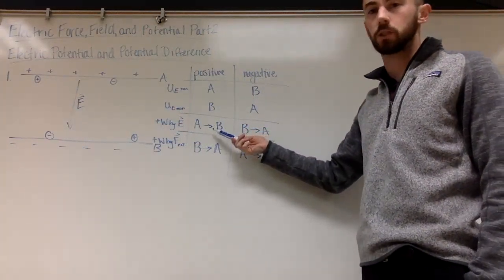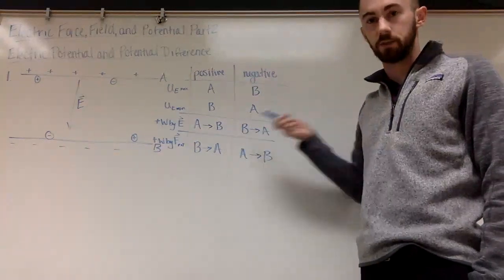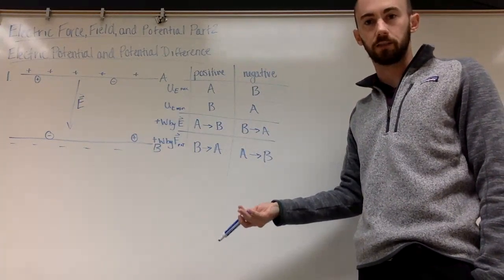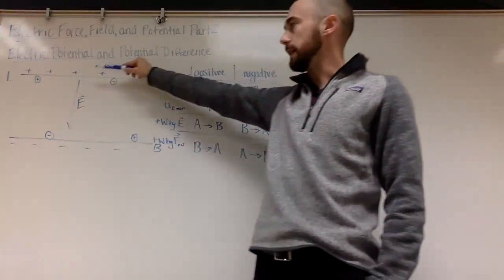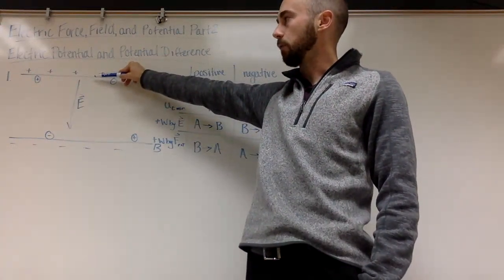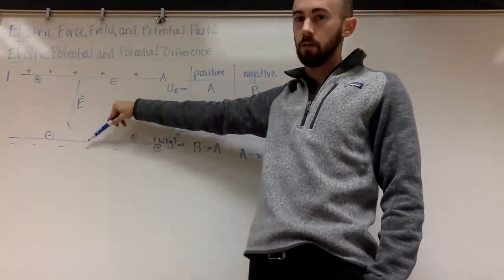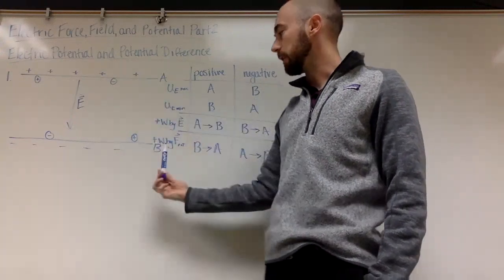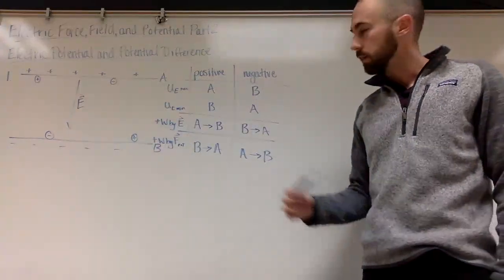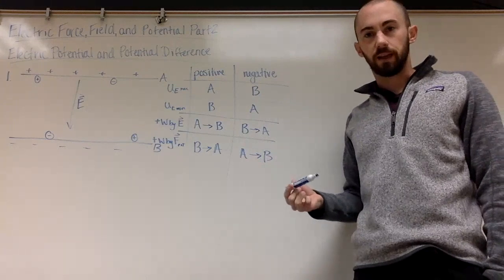The electric field wants to do work on a positive that's near positives. It wants to push it away. It's the direction that positive charges want to go. So it's going to be work by the electric field when you go from A to B. But when you have to go from B to A, you're going to need an external force to do that work. The opposite is true for negatives.